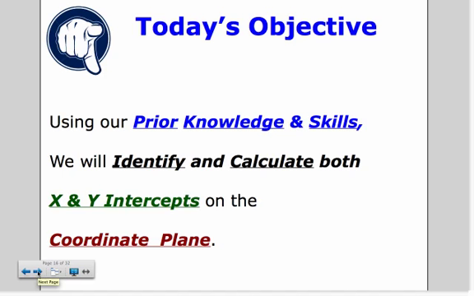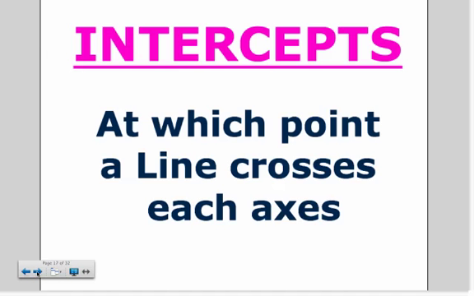Today we're going to identify and calculate both x and y intercepts on a coordinate plane. But before we begin, we've got to assume a few things. Number one, we assume that you know what the coordinate plane is. We also assume that you know how to plot points as well as how to graph a line. Once we get all that down pat, we can start identifying what intercepts are about.